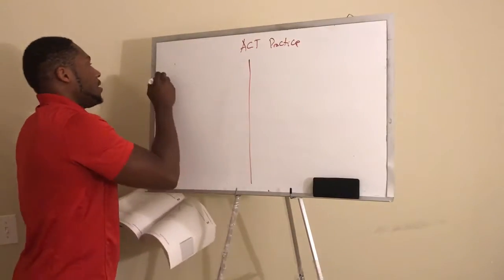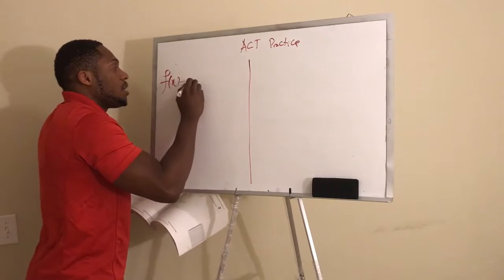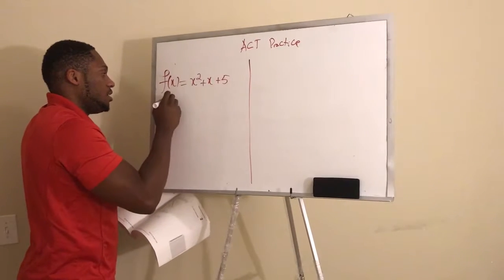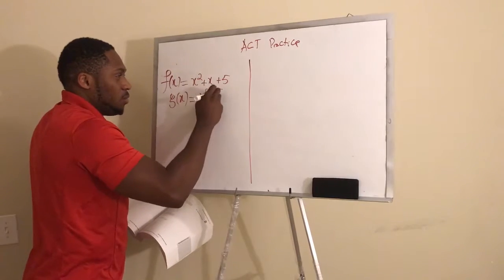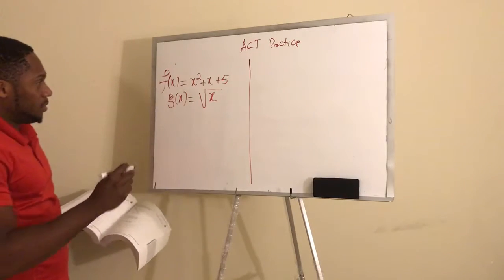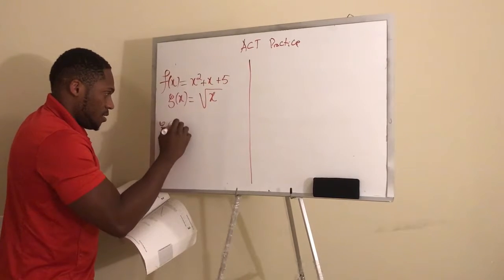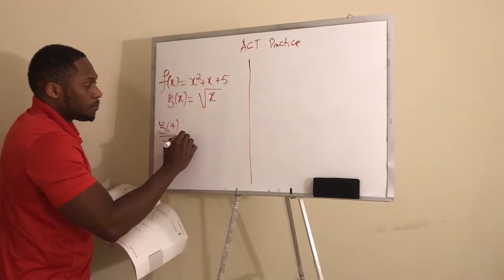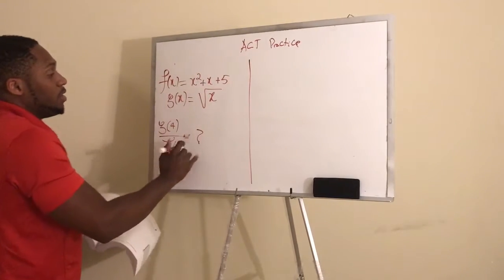So f of x is equal to x squared plus x plus 5. And then g of x is equal to the square root of x. So what they're really asking us for is g of 4 divided by f of 1. So this is what we need to solve for. So this is what we don't know.